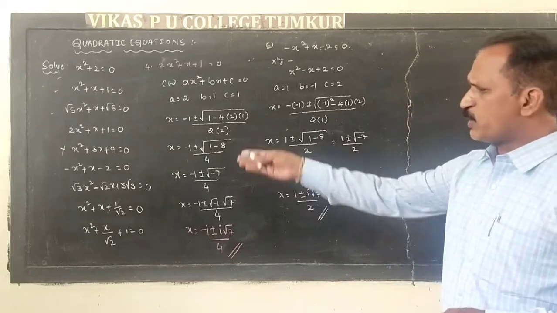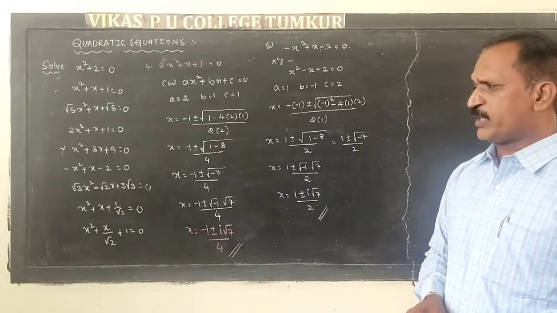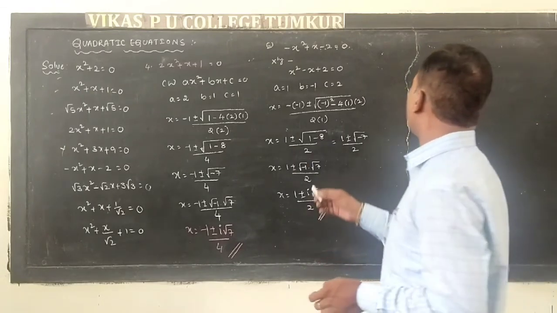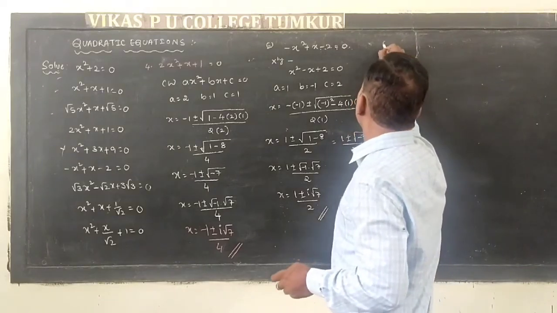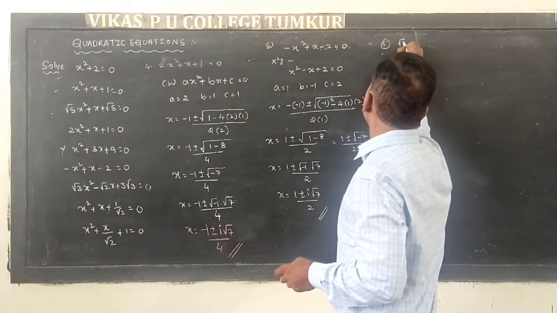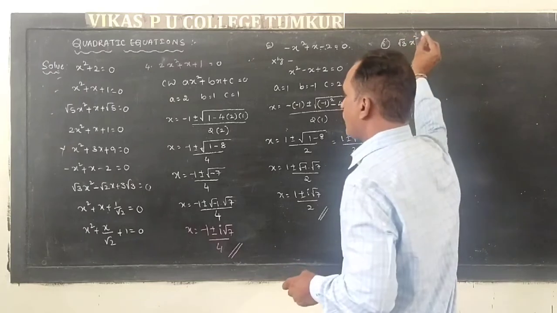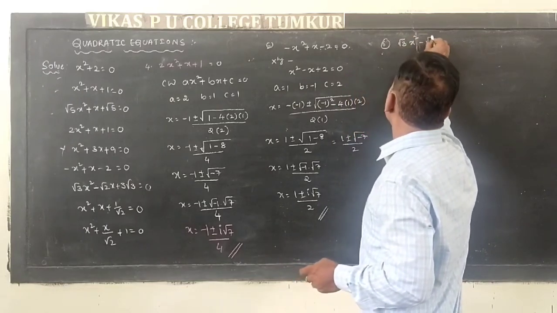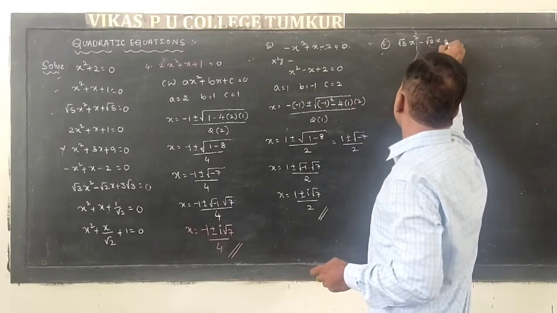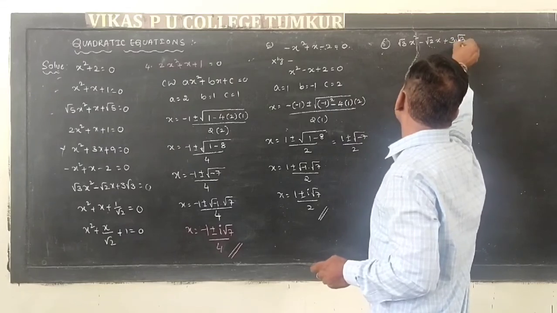Here there is no problem. Root 3 x square plus minus root 2 and so on. Now I would like to solve this, right? Problem number 6: root 3 into x square minus root 2 into x plus 3 times root 3 is equal to 0.